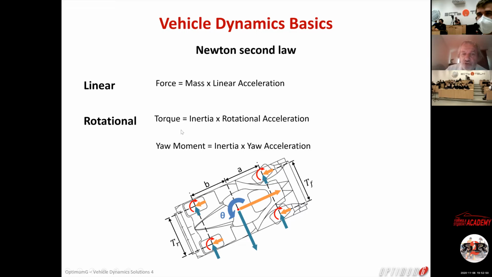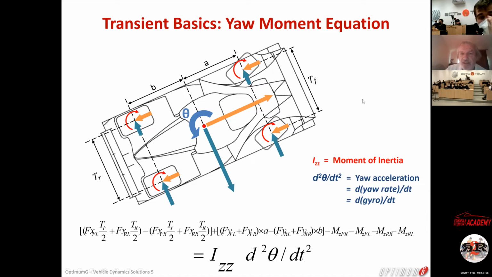Torque, Newton meter, equals inertia in kilogram meter squared, multiplied by radian per second squared. So yaw moment, in Newton meter, is yaw inertia multiplied by yaw acceleration, okay? And basically, in mathematics, you're going to have 12 components for the yaw moment.